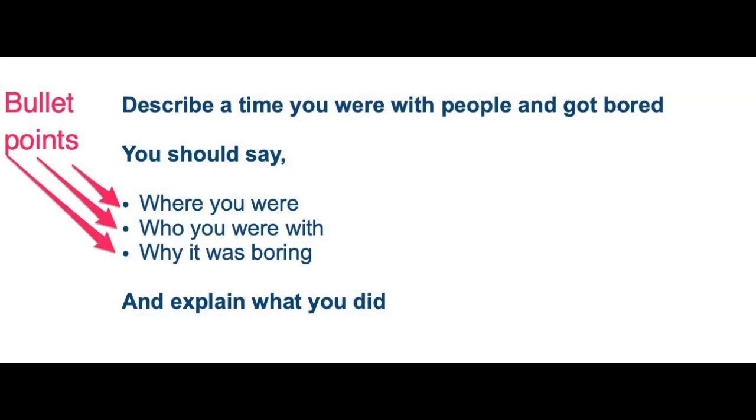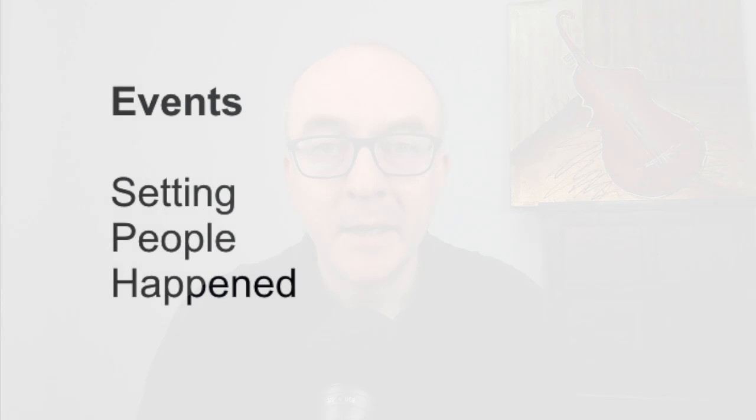So how can we structure this? Well, of course, you can, if you want, follow the bullet points on the cue card. And they're great, and they will work. I am going to suggest the following. Okay, because you don't have to follow the bullet points, right? Let's be clear. They are a guide. You can, but you don't have to. What you could do is think about events as the setting, the people, and what happened.